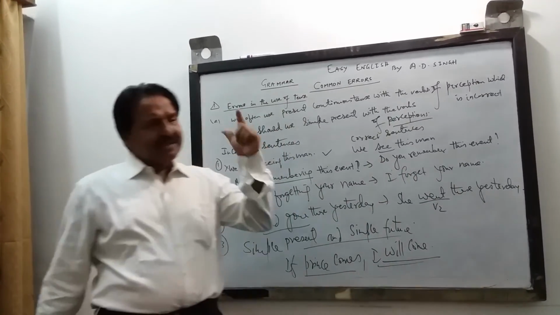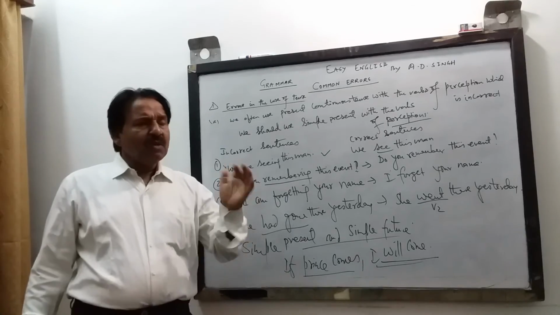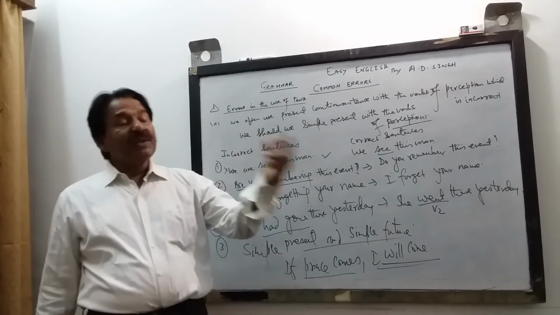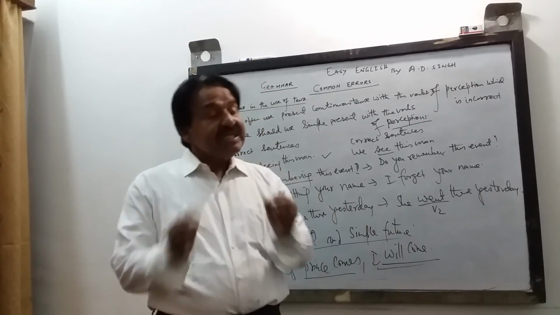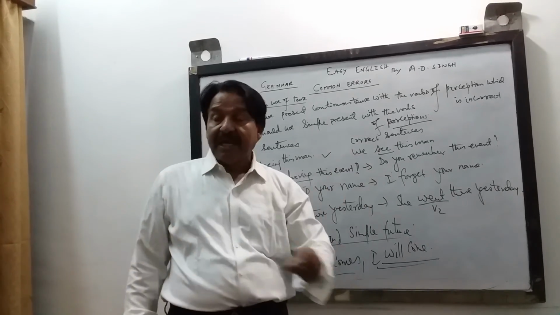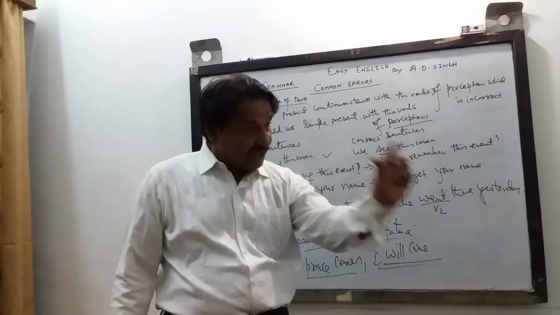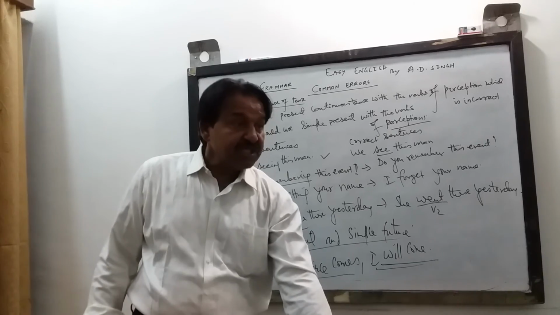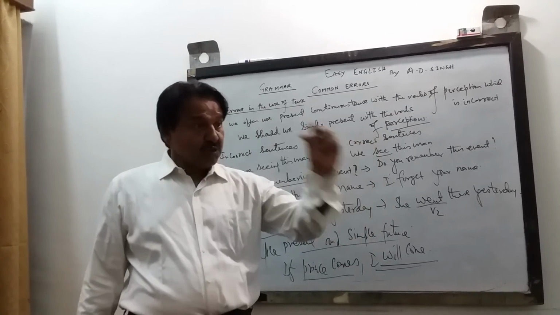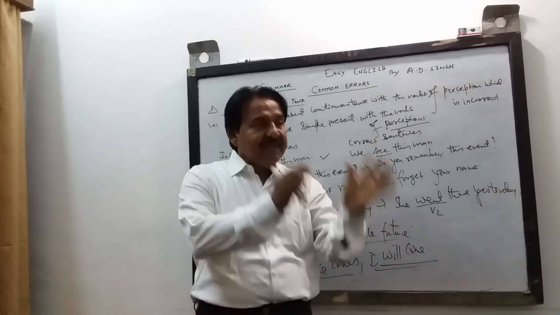And last but not least, we should always use present perfect continuous along with since and for. Since is for a point of time, like he has been ill since yesterday. You have been here since 9 o'clock. So, point of time is since, and period of time is for.